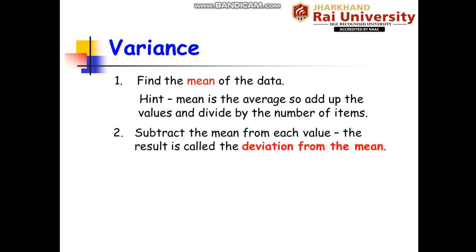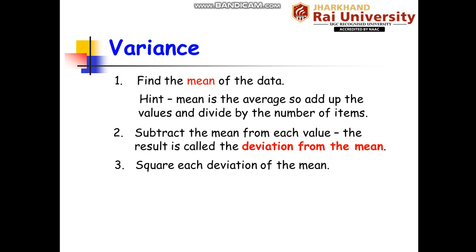After that we have to subtract the mean from each value, and the result is called the deviation from the mean. For example, if we have values 2, 3, 4, 5, 6 and the mean is 4, then we subtract the mean: 2 minus 4 is minus 2, 3 minus 4 is minus 1, 4 minus 4 is 0, 5 minus 4 is 1, 6 minus 4 is 2. Using this we calculate the deviation from the mean.